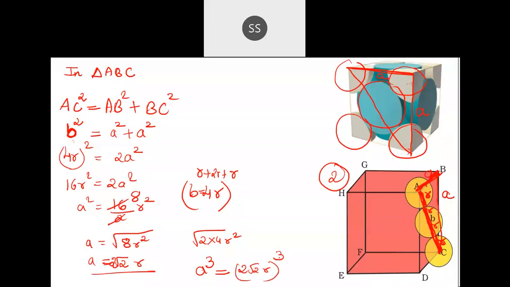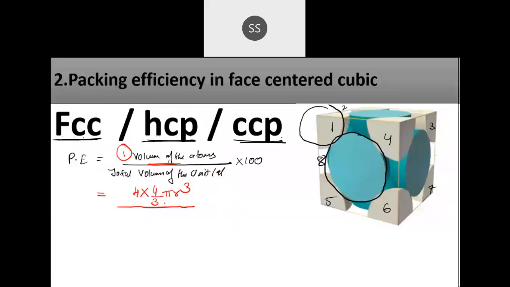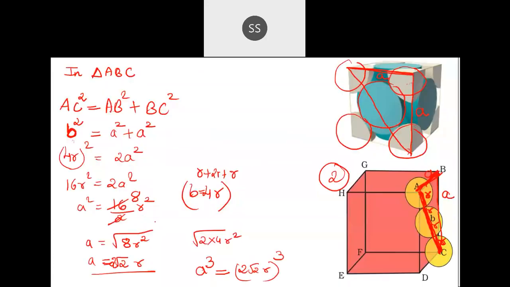Then we have already got the volume of the atoms, that is 4 into 4 by 3 pi r cube. So you need to divide it by this value and then you will get the percentage. Okay, so this is the brief idea I gave you.